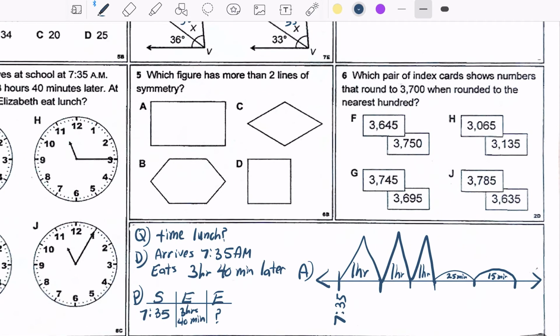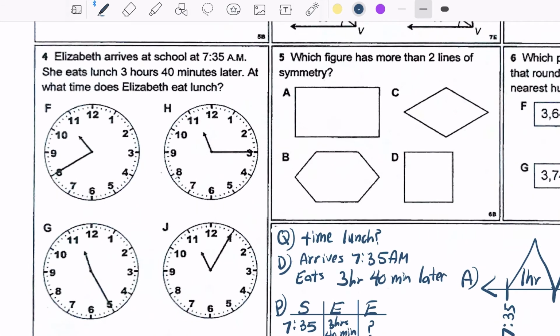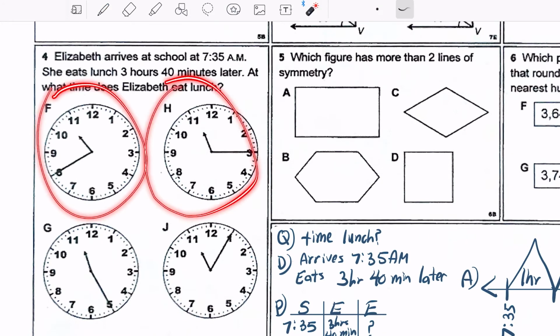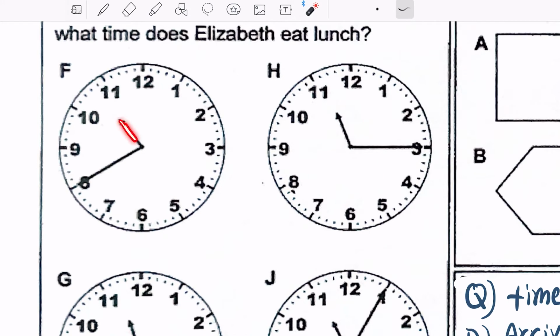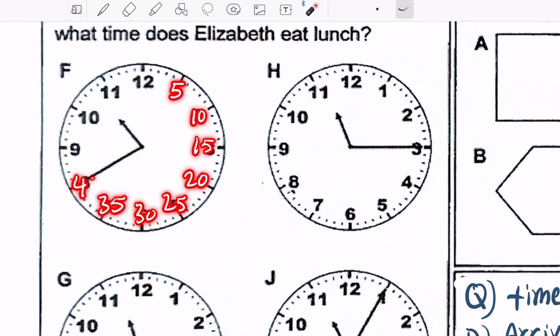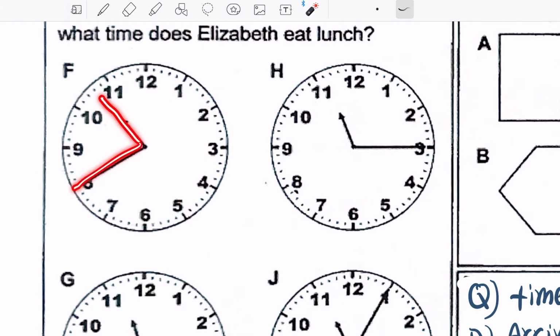And once you get your answer, you're going to try to see which one matches your answer by looking at the clocks. So remember, the way that we read clocks, here it says 10, right? Because we're in the 10 section. So right now it is 10 with the little hand. The big hand points to the minutes. And remember, the minutes over here count by 5. So this would be 5, 10, 15, 20, 25, 30, 35, 40. So here we have 10:40.